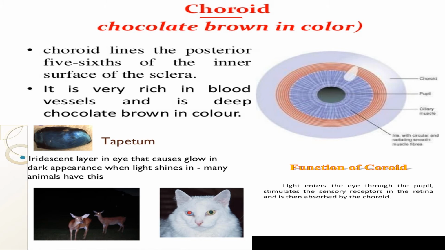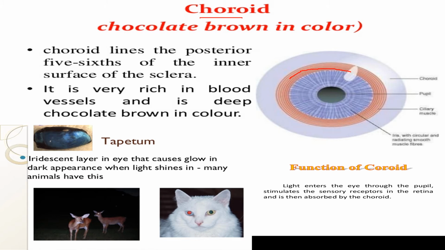It is highly vascular and chocolate brown in color, and it is present towards the posterior part. It also consists of melanocytes that produce a pigment, melanin, which causes this layer to appear dark brown in color. The choroid prevents internally reflected light within the eye.